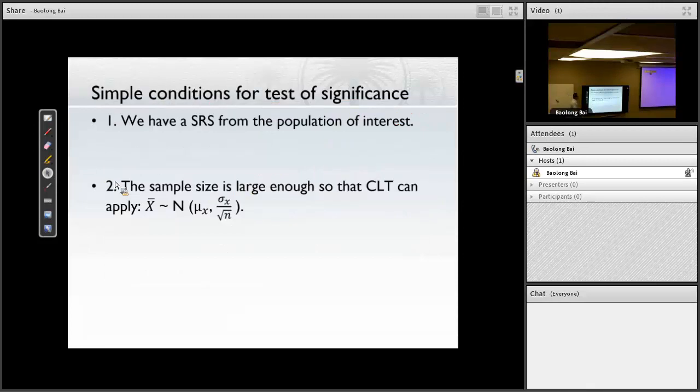So what are the conditions for using t-inference, both t-confidence interval and t-test? It's basically just taking out the last condition of the z-inference. So in this case, we no longer need to know the population standard deviation anymore. And that's what makes t-inference a lot more useful in practice. So all we need to have is a random sample, as well as a big sample size to apply central limit.